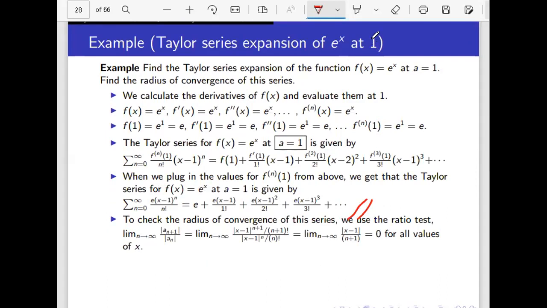You change the point, right? Earlier we computed the Taylor expansion around 0, now around 1. The center is 1 now, right? So this is the Taylor expansion.